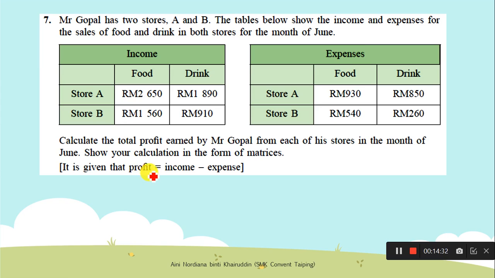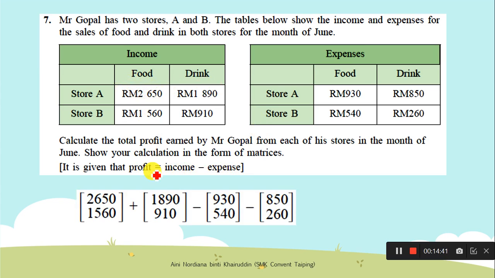So it is given that profit is equal to income minus expense. So means for store A, so this is the answer for store A. Store A and store B for food plus the drink minus the expenses for food and also minus the expenses for drink. So you will get the profit. So this is the answer.